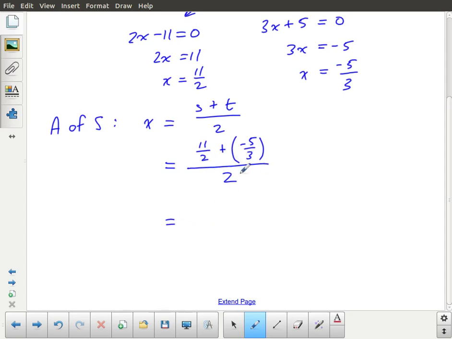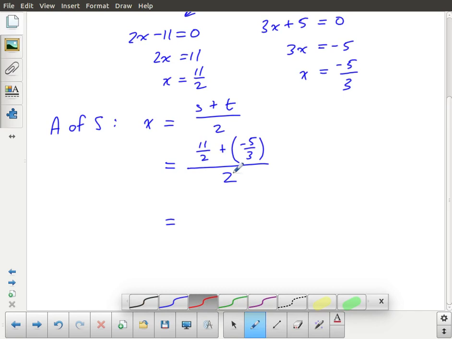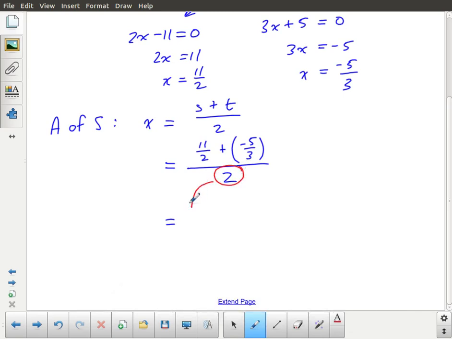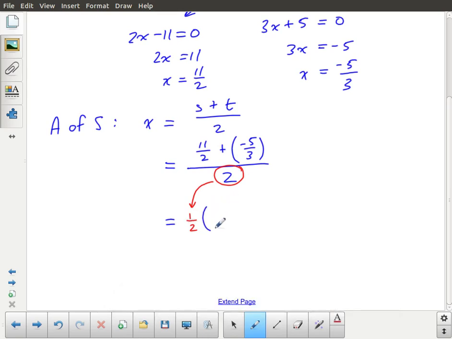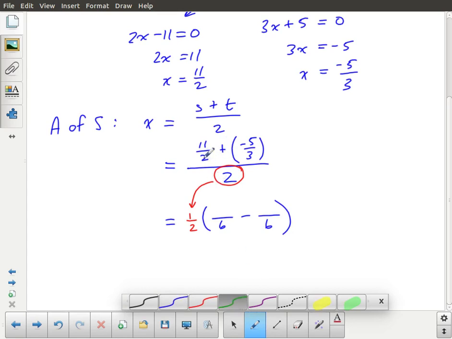So I've got this whole thing over 2. Rather than work with these large fractions, I'm going to take this idea of divided by 2 and move it in front, and instead I'm just going to call it the same as multiplying by a half. So divided by 2 is the same as 1/2 multiplied by 11 over 2 and negative 5 over 3, and so that means I actually have a common denominator of 6 for each of those. So what did I have to multiply 2 by to turn it into 6?